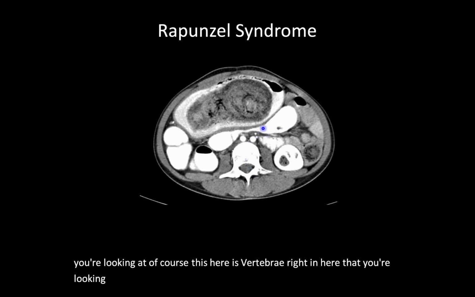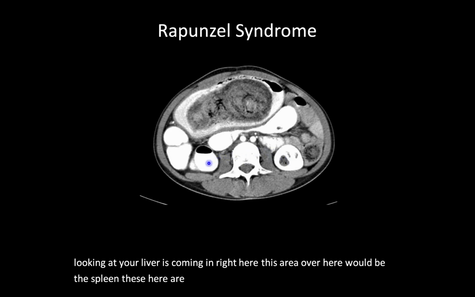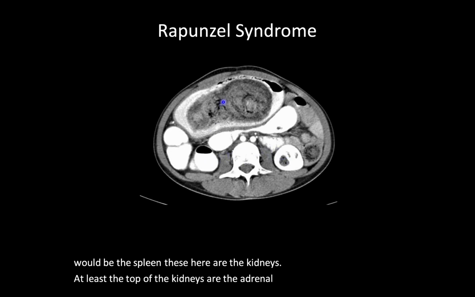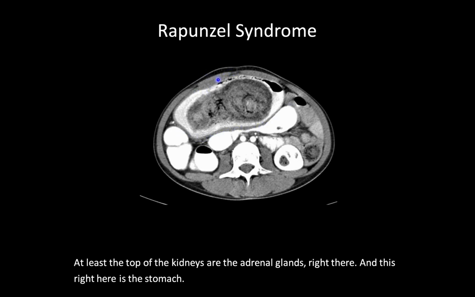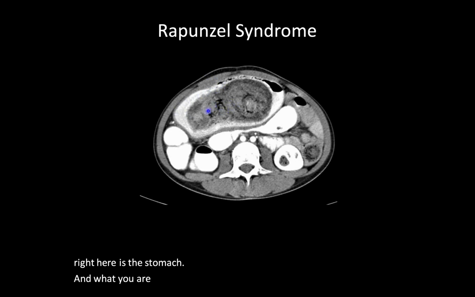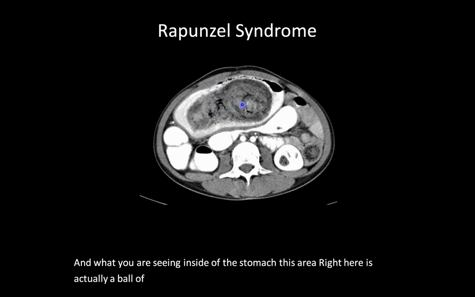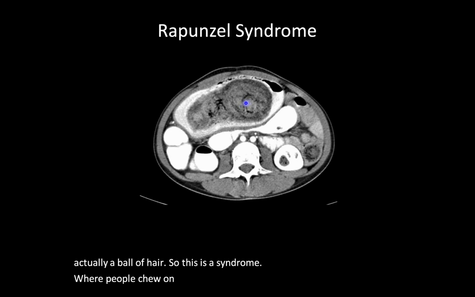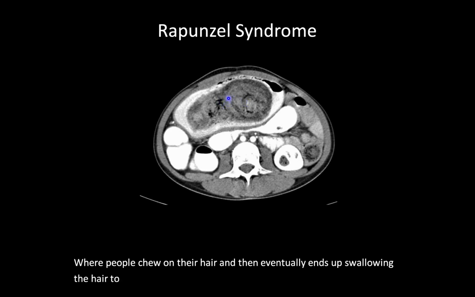Your liver is coming in right here. This area over here would be the spleen. These here are the kidneys, at least the top of the kidneys or the adrenal glands right there. And this right here is the stomach. What you are seeing inside of the stomach, this area right here, is actually a ball of hair. This is a syndrome where people chew on their hair and then eventually end up swallowing the hair, and it's a hairball, for lack of a better term.